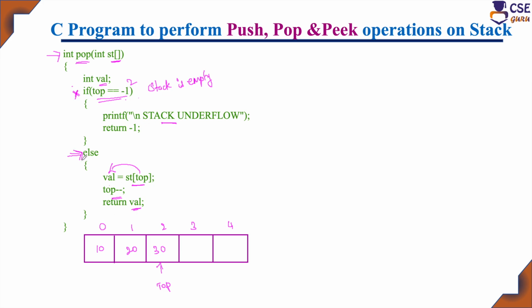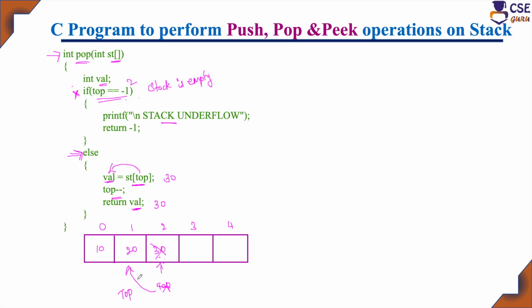It will go to the else part, and here what is the top element of the stack? That is 30. 30 will be placed in value. Decrement the top position by 1. Automatically this element will be deleted, and this memory will be released. And it will just return the value 30.